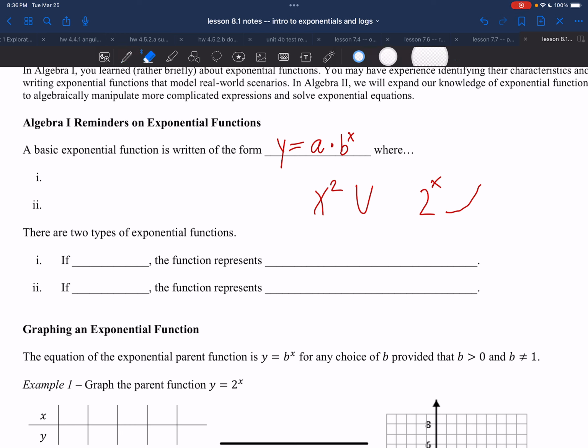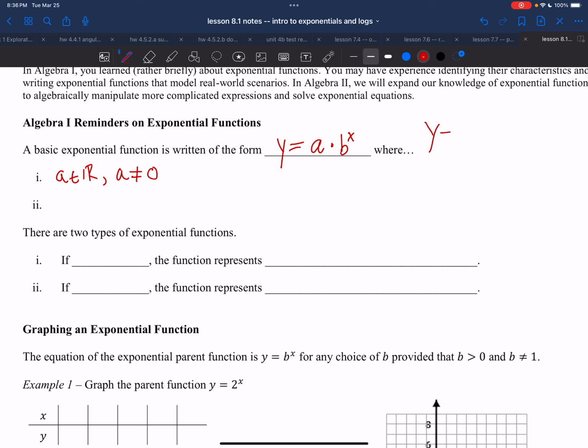And so what are these numbers? What do these constants mean? Well, a is just a coefficient on the exponential expression. Something to note, a is a real number, but a is not 0. The reason being, if you said y equals 0 times b to the x, that would just be a constant 0 function, which doesn't change. And so that doesn't really meet our criteria for what we mean by exponential.